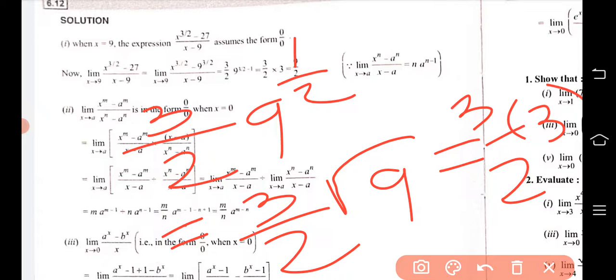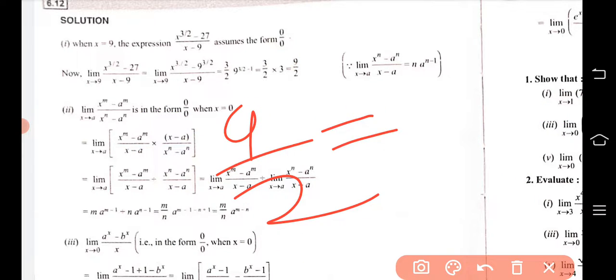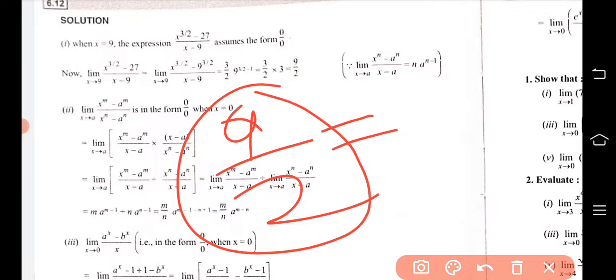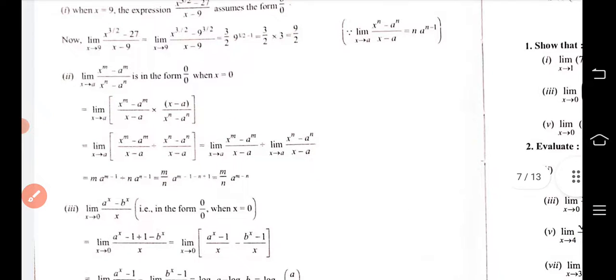Okay, so now what will happen? This term would be 9 divided by 2. Okay, so this is your exact answer. This is your exact answer. Clear? In this way you can get the answer for the next problem also.